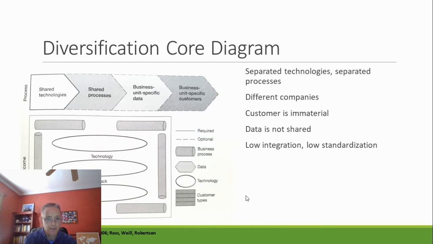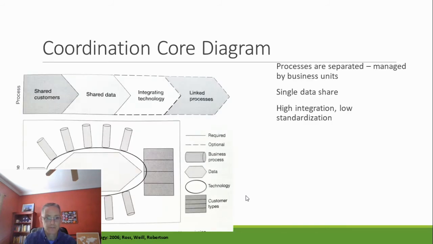Diversification is very different. You've got a tech stack there: different companies, separated technologies, separated processes. Data is not shared. There's low integration, low standardization. Coordination: you've got a kind of company where you see all these business processes, all separated, managed by their own business units, but they have a single data share that they're operating. So high integration, low standardization.